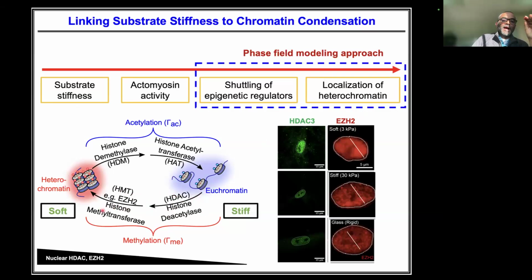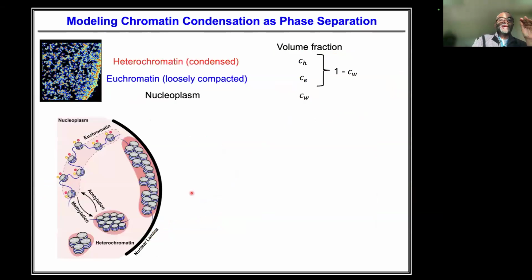EZH2 is another molecule in this pathway. So both are upregulated on soft. So on soft, you'll have condensed chromatin. On stiff, you'll have open chromatin. But the question is, what exactly gives rise to these sizes?